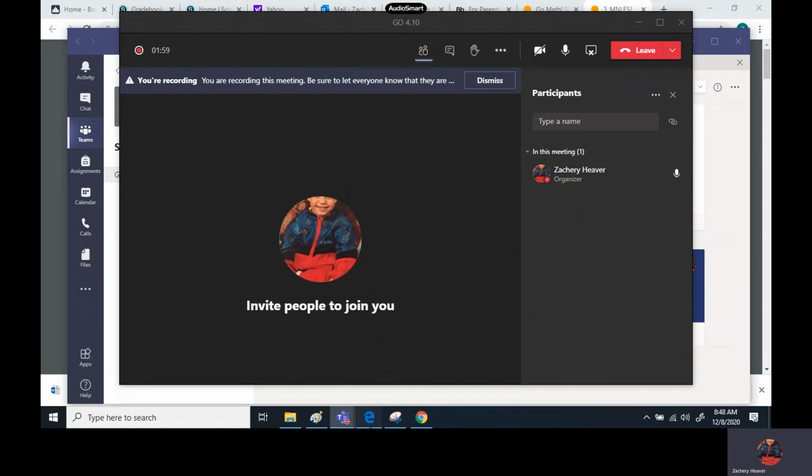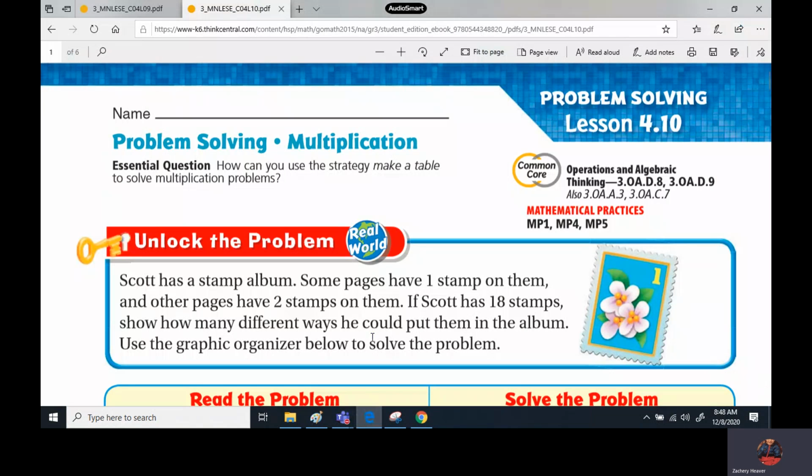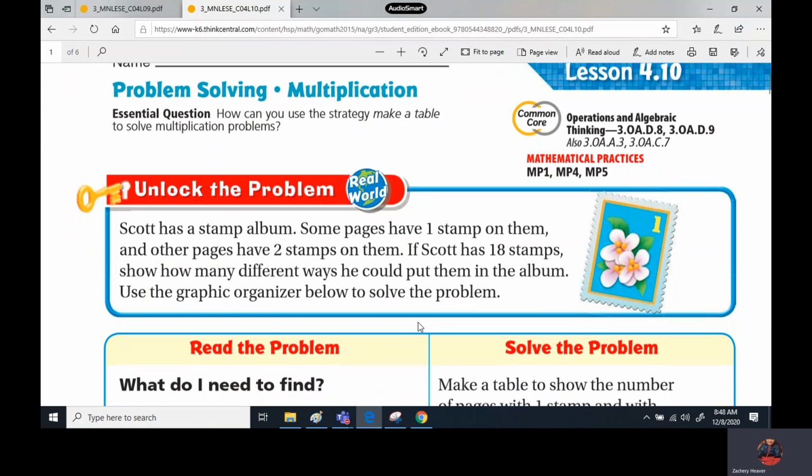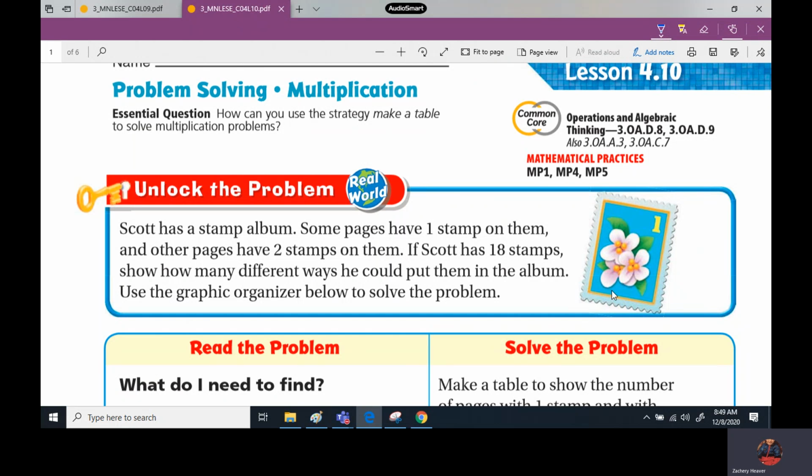All right, so we're going to look at our last lesson of chapter 4. It's 4.10. It's just problem solving. We've learned all of our multiplication tables, 1 through 10. So this is just bringing everything we've learned together, all the properties and strategies we used, and fine tuning it.